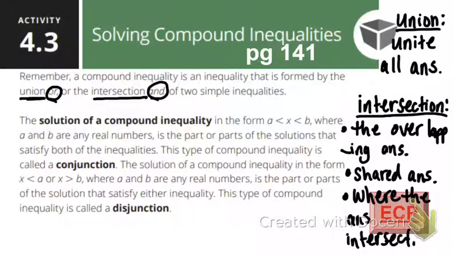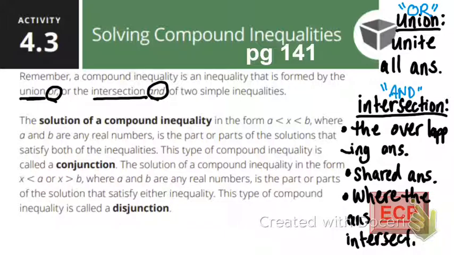So the union is going to be every possible answer that we can think of, and that's when we use the word or. Okay? So I'm going to put the word or right next to it. So if you see the word or, that's a huge hint that you're going to unite all the answers together. Now the intersection, this is going to have the word and. Sometimes it won't have the word and. We're going to talk about that in a second.